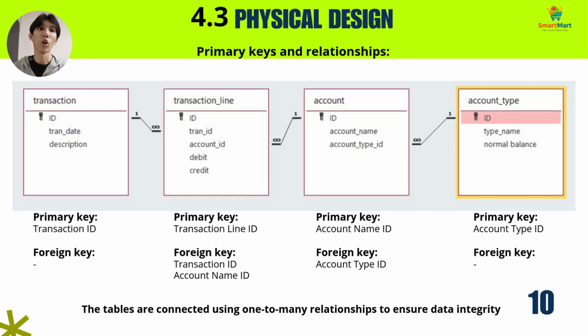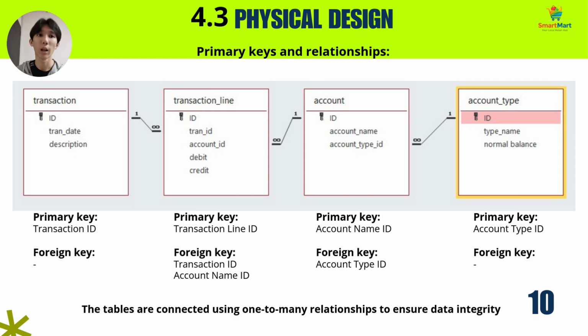The tables are connected using one-to-many relationships to ensure data integrity. One transaction can have many transaction line records, allowing each transaction to contain multiple debit and credit entries. Each transaction line is linked to one account, ensuring that every debit or credit entry is posted to the correct account. Next, one account type can be linked to many accounts, which helps organize the chart of accounts. This relationship prevents data duplication and ensures that the system follows proper accounting rules.